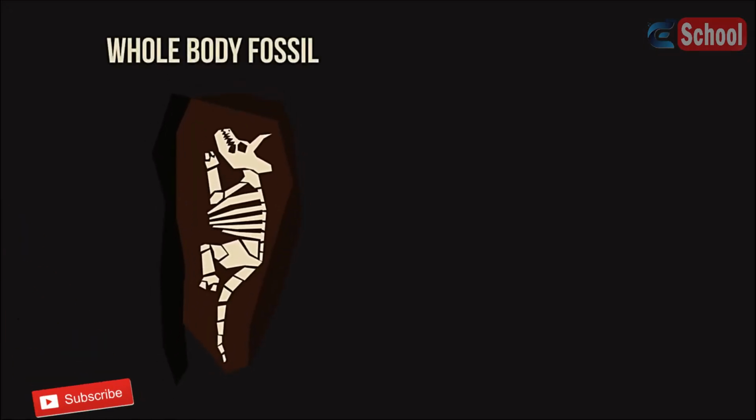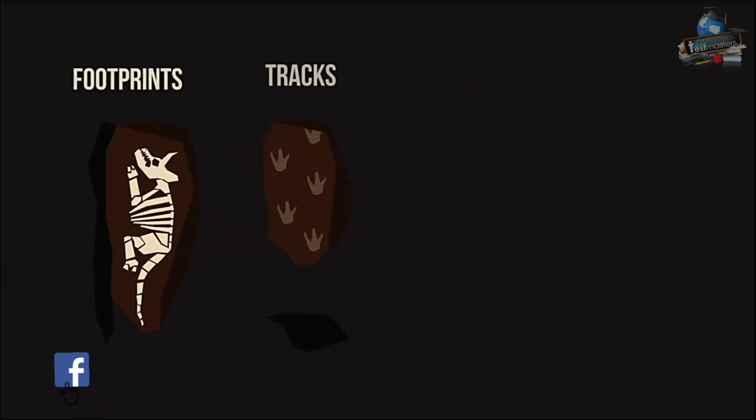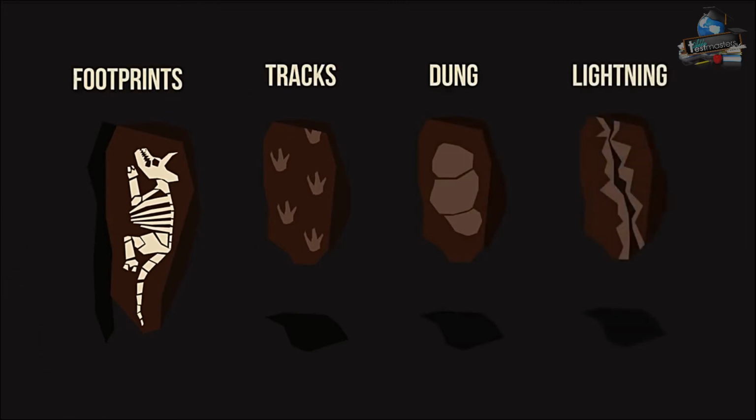While whole body fossils can be created in this way, so can trace fossils. Trace fossils are the fossilized remains of things animals or plants have left behind. This includes footprints, tracks, dung, and even lightning strikes.